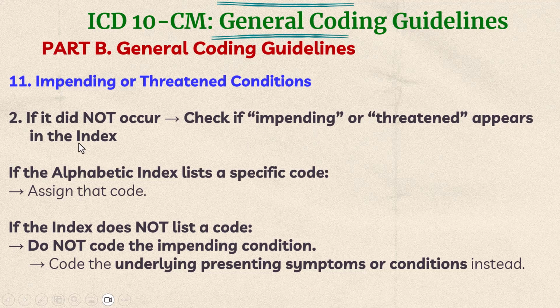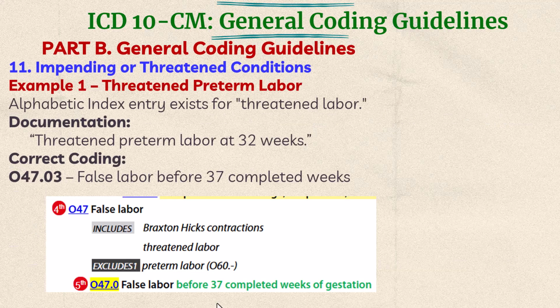If the alphabetic index lists a specific code, assign that code. If the index does not list a code, do not code the impending condition; code the underlying presenting symptoms or condition instead. You may get confused, but when you do the examples, you will understand it clearly. So let's see some examples.